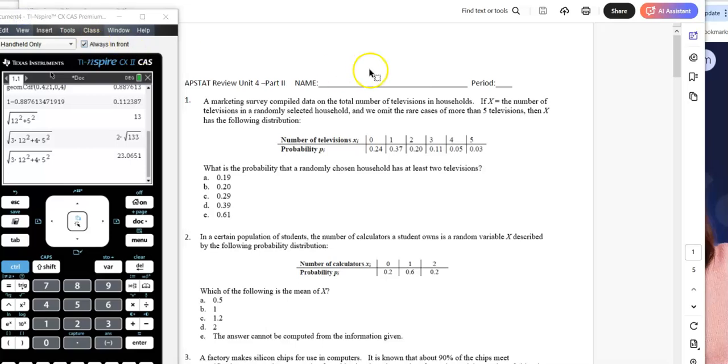Okay, let's do the AP Stat review here. Okay, let me get this out of the way.